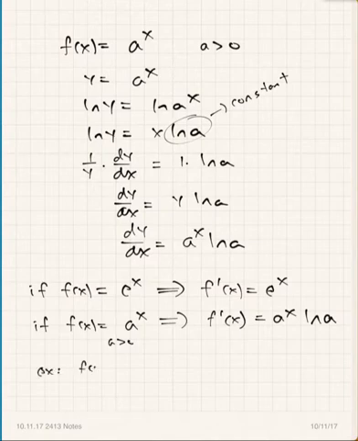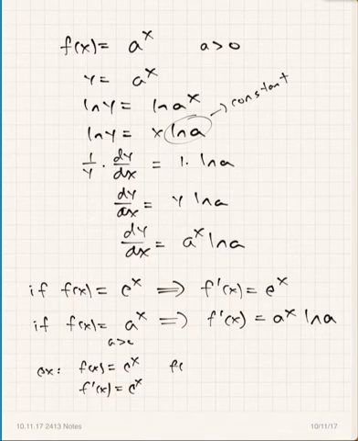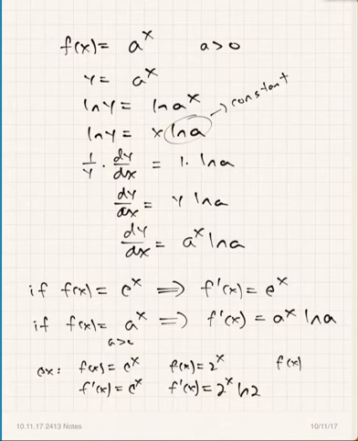So if f of x is e to the x, then f prime of x is e to the x. If f of x is 2 to the x, then f prime of x would be the function itself, 2 to the x, but it'd be times this extra factor, natural log of 2. If f of x is 5 to the x, then f prime of x would be the function itself, 5 to the x, times the natural log of 5. You get that extra factor in there.